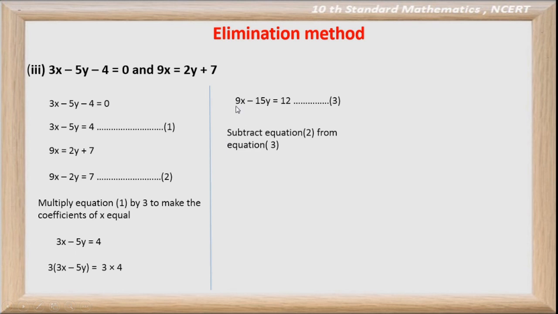See here, equation 3 is 9x minus 15y equal to 12. Equation 2 is 9x minus 2y equal to 7. We are going to subtract equation 2 from equation 3. So the first equation is 9x minus 15y equal to 12 and this equation is 9x minus 2y equal to 7.